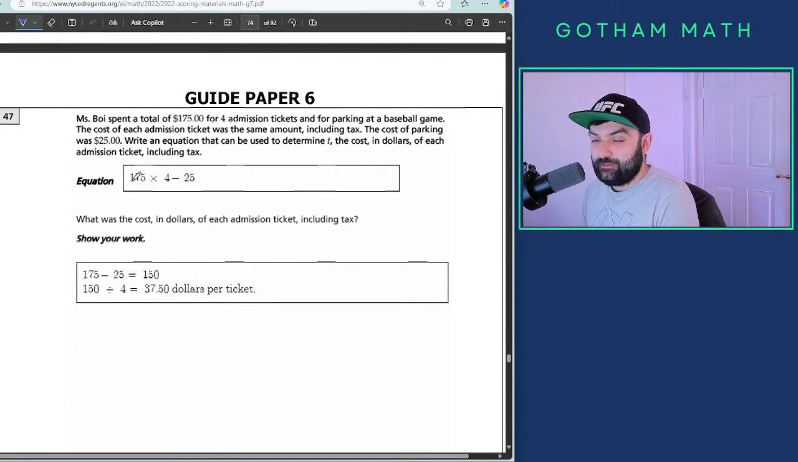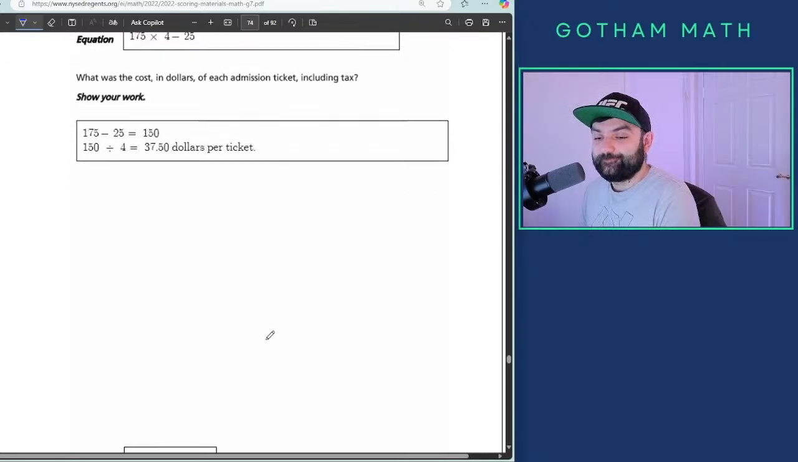Correct. No, it's not an equation. Okay, everybody, remember please that an equation is an expression that has an equal sign in it. If they say write an equation, write something that has an equal sign. All right.